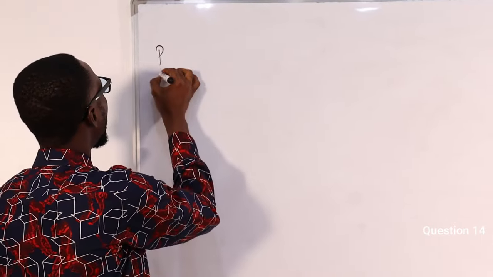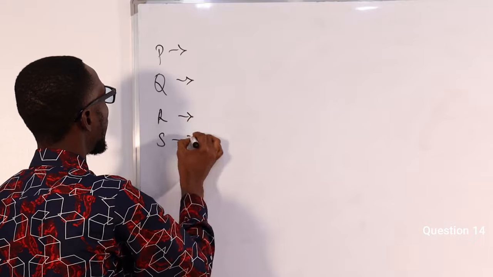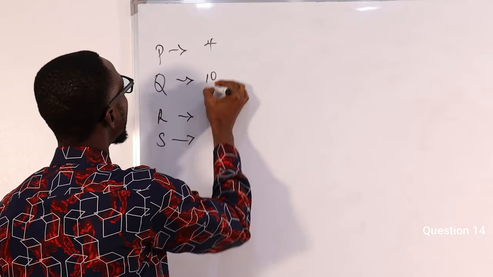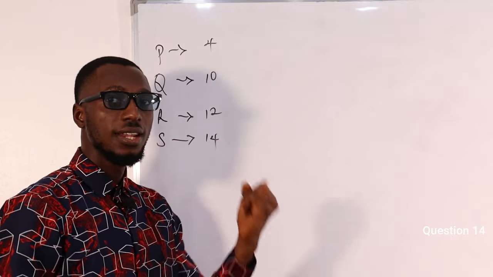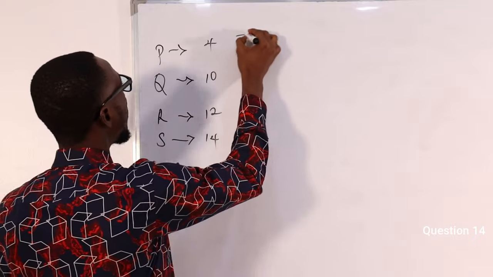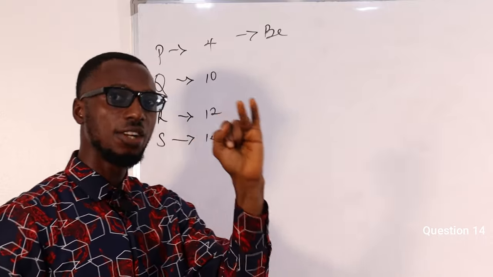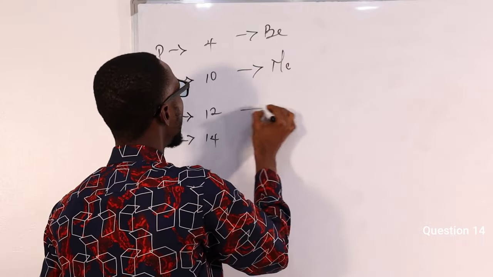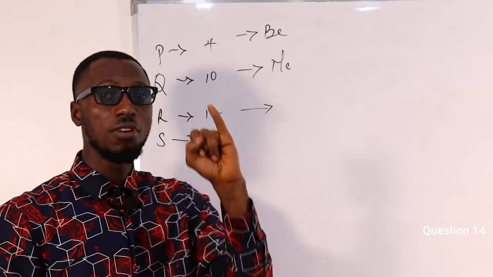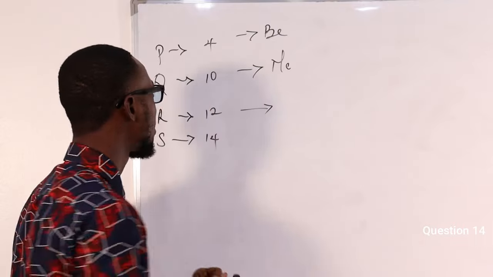So we have P, Q, R, and S. Okay, very well. So we have 4, 10, 12, and 14. So let's start with hydrogen, helium, lithium, beryllium. So this is beryllium, atomic number 4. Boron, carbon, nitrogen, oxygen, fluorine, neon. We have neon. Then sodium, magnesium. So magnesium is number 12.